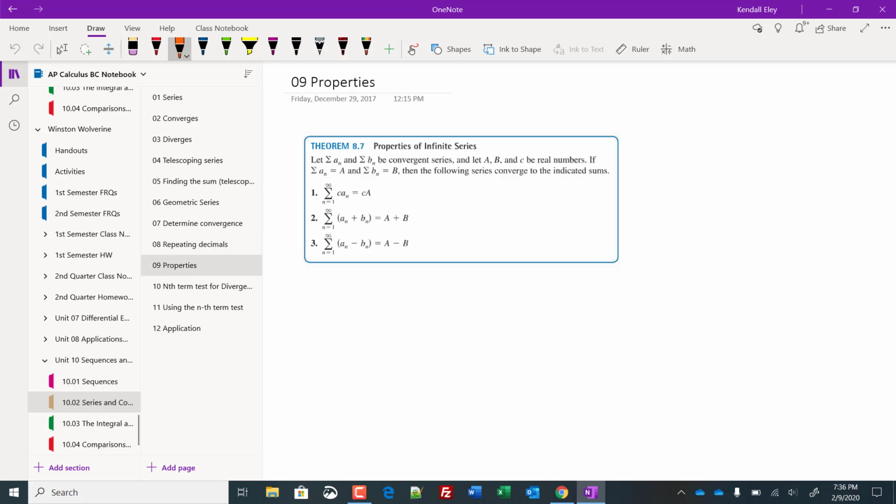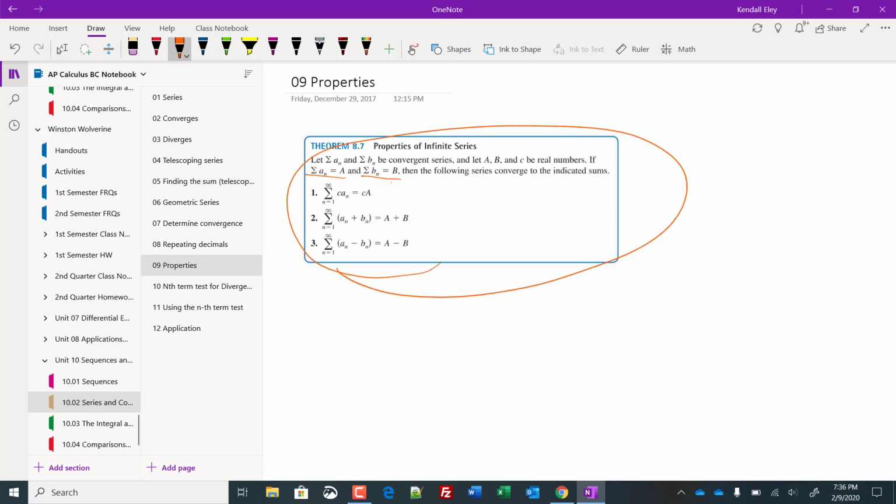These properties are true for all series. If we've got 2 series that we know the sums for, A and B like we have here, then the sum of a constant times that series is the same as C times that sum, which makes sense. If we've got the sum of 2 series and we know the sum of each one, we can add the sums, and that's the sum of the 2 series combined together. Similarly, if they're being subtracted, we can subtract the sums. So these are just common sense properties.